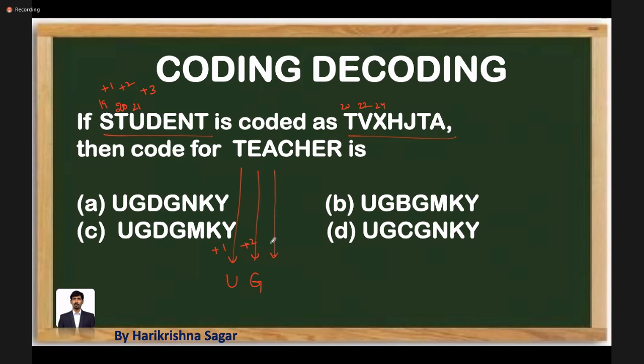A is going to be the first alphabet. It should be increased by 3. 1 plus 3 is 4, and 4 is nothing but D. These two are not the answers. Look at this. C. What is C? C is the third alphabet. It should be increased by 4. That is 7, and 7 is nothing but G.